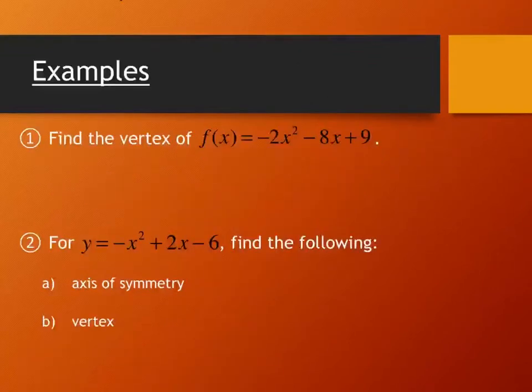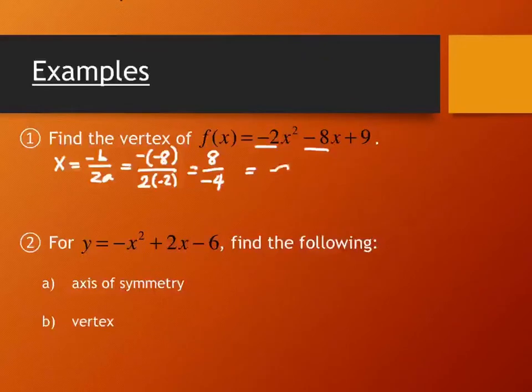So the first thing that we're going to do is take a look at a couple of examples where we find some of these pieces of information. So our first example, f of x equals negative 2x squared minus 8x plus 9, and we're asked to find the vertex. So the vertex formula says that x equals negative b over 2a. And the b value here is negative 8. So this is the opposite of negative 8, or positive 8, over 2 times a, and the a value here, which is listed first in front of the x squared, is negative 2. So we have 8 over negative 4, or negative 2.